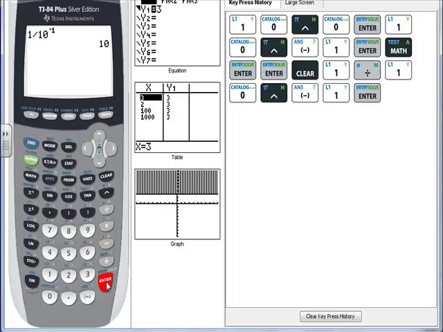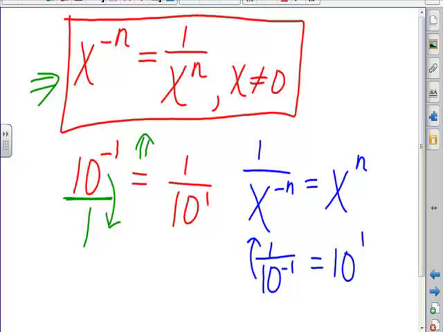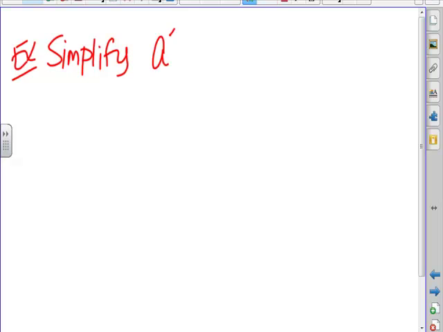So let's do some problems with these facts, because it's more about being able to manipulate these facts. So, say we had an example, simplify a to the fourth, b to the negative 3, all over a, b to the negative 2.